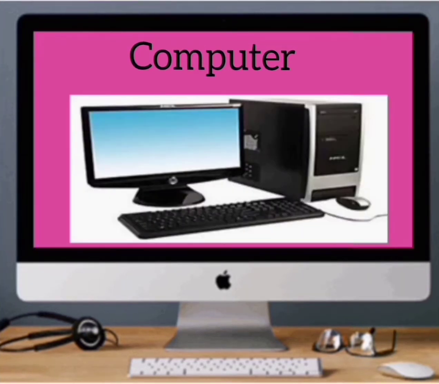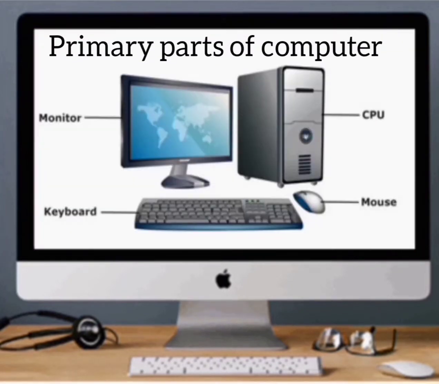A computer has four main parts: monitor, keyboard, system unit, and mouse. After joining the four parts together, it is called a computer. Every part of the computer has its own importance.